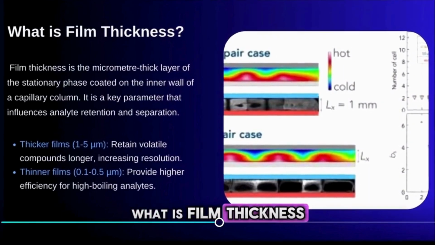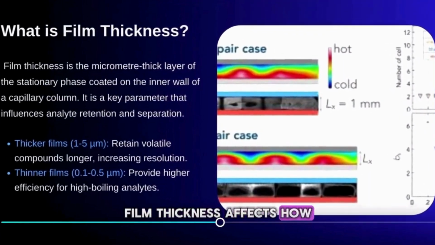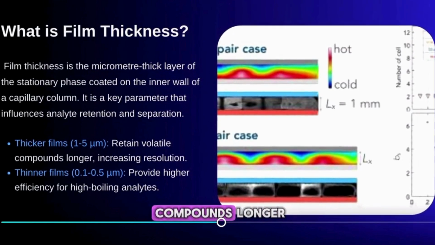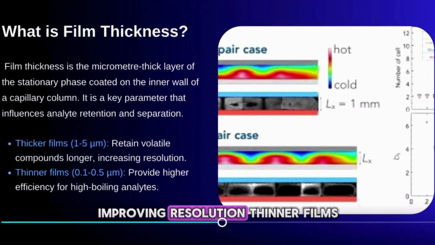What is film thickness? Film thickness affects how long compounds stay in the column. Thicker films retain volatile compounds longer, improving resolution.